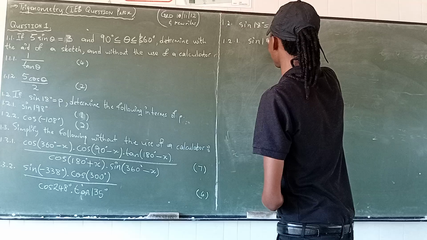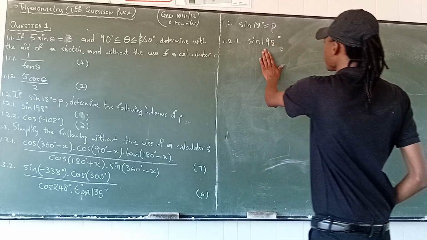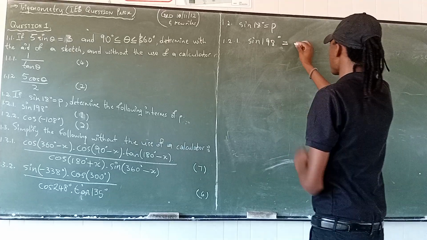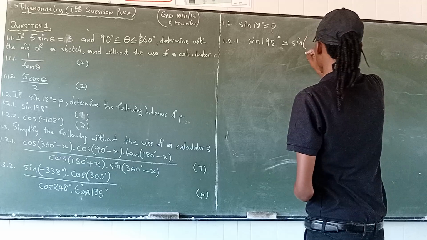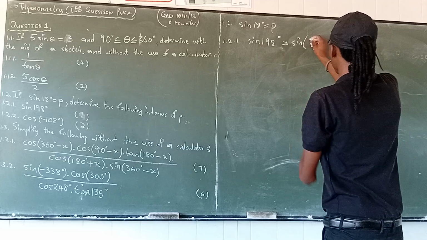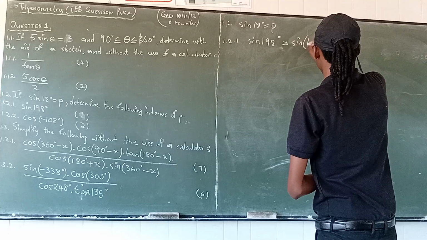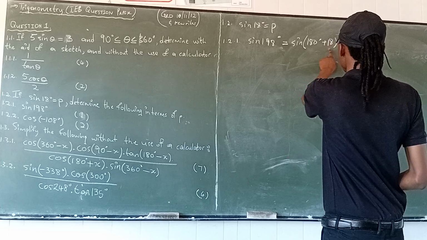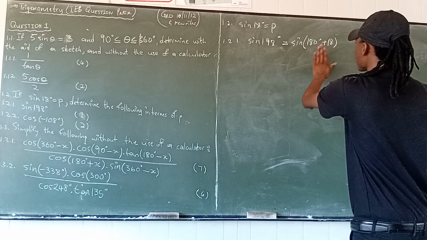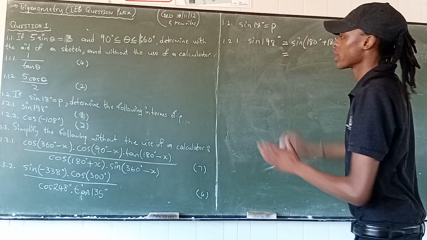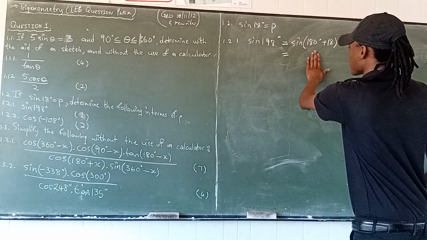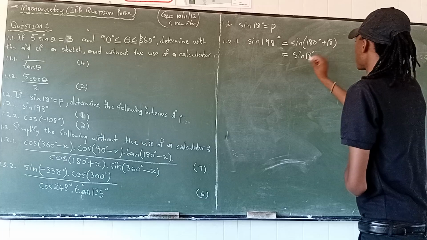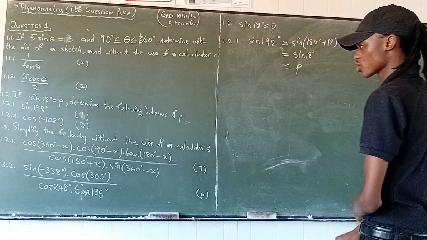So 1.2.1, we are given sine of 198 degrees. So very, very simple. How are we going about this one? You're going to subtract these 2, which is going to be 180 degrees plus 18. Therefore, we already know that this is on our second quadrant, and on our second quadrant, our sign is positive. That means it's going to take sine 18 as it is, and that will be equals to P.